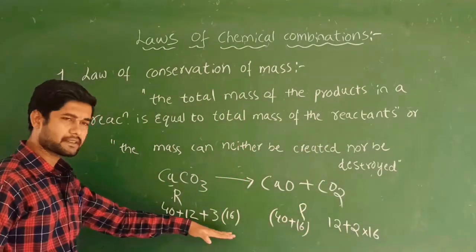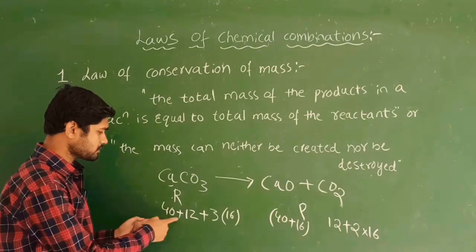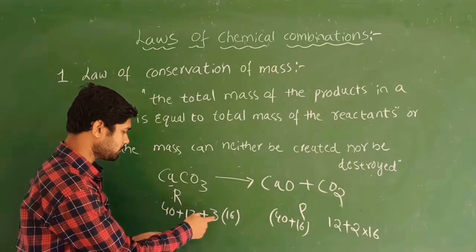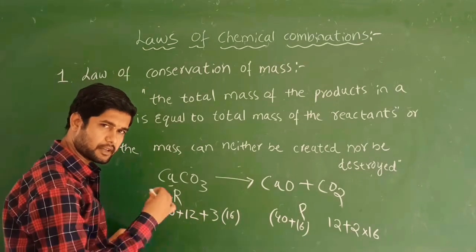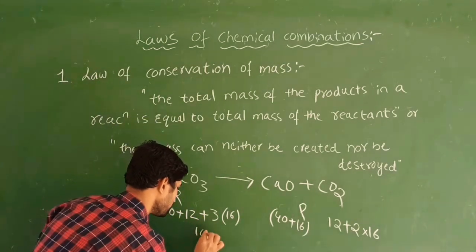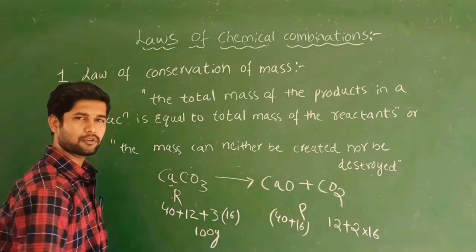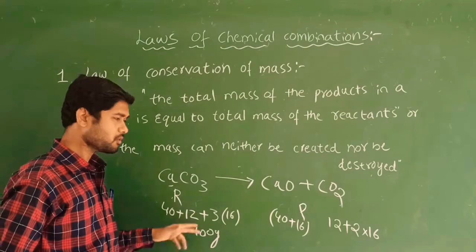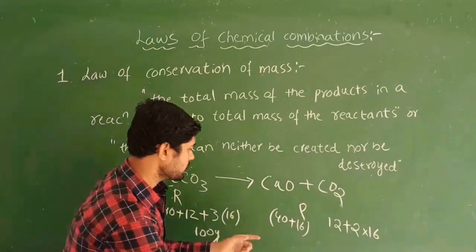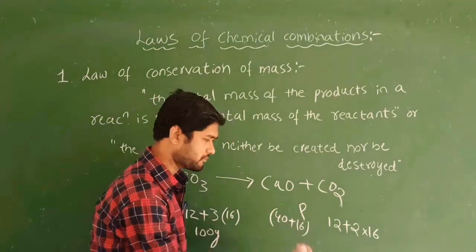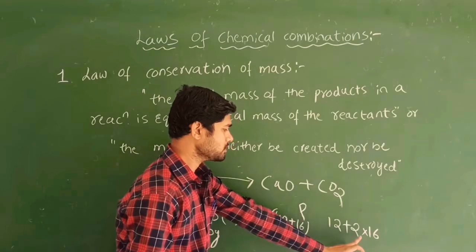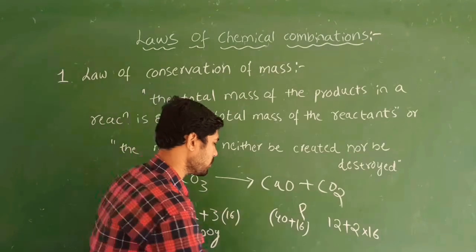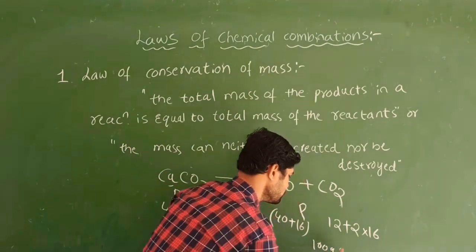Now we should add this. What happens? 40 plus 12 is 52, 3 into 16 is 48, 48 plus 52, how much? This is 100 gram. So the mass of our reactant is 100 gram. Now what will be the product side? 40 plus 16 is 56, and 2 into 16 is 32. 32 plus 12 is 44. So together it is 100.